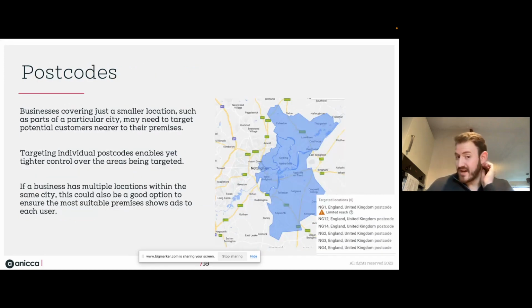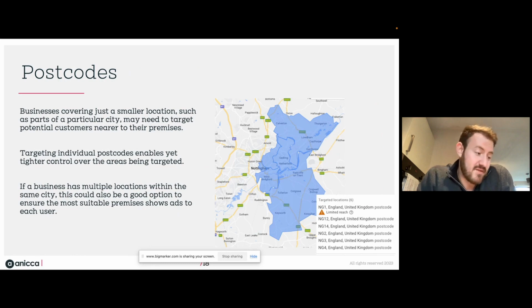We can then also target by postcode or zip code. And businesses covering a smaller location, that's where this comes in a little bit more handy. So, for example, if you are an East Nottingham based business and you have determined that you want to target or service people on that east side of Nottingham, just using Nottingham as an example here. I do use Nottingham as an example quite a few times throughout this presentation.